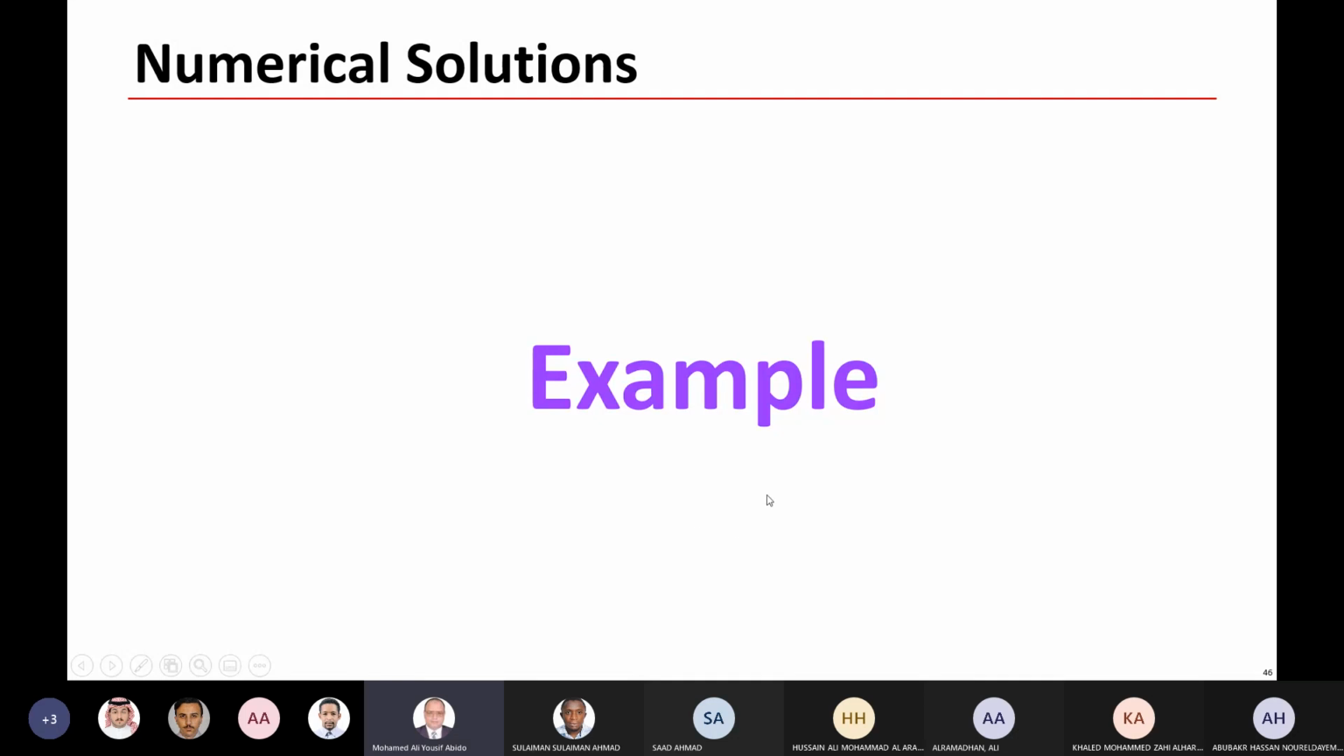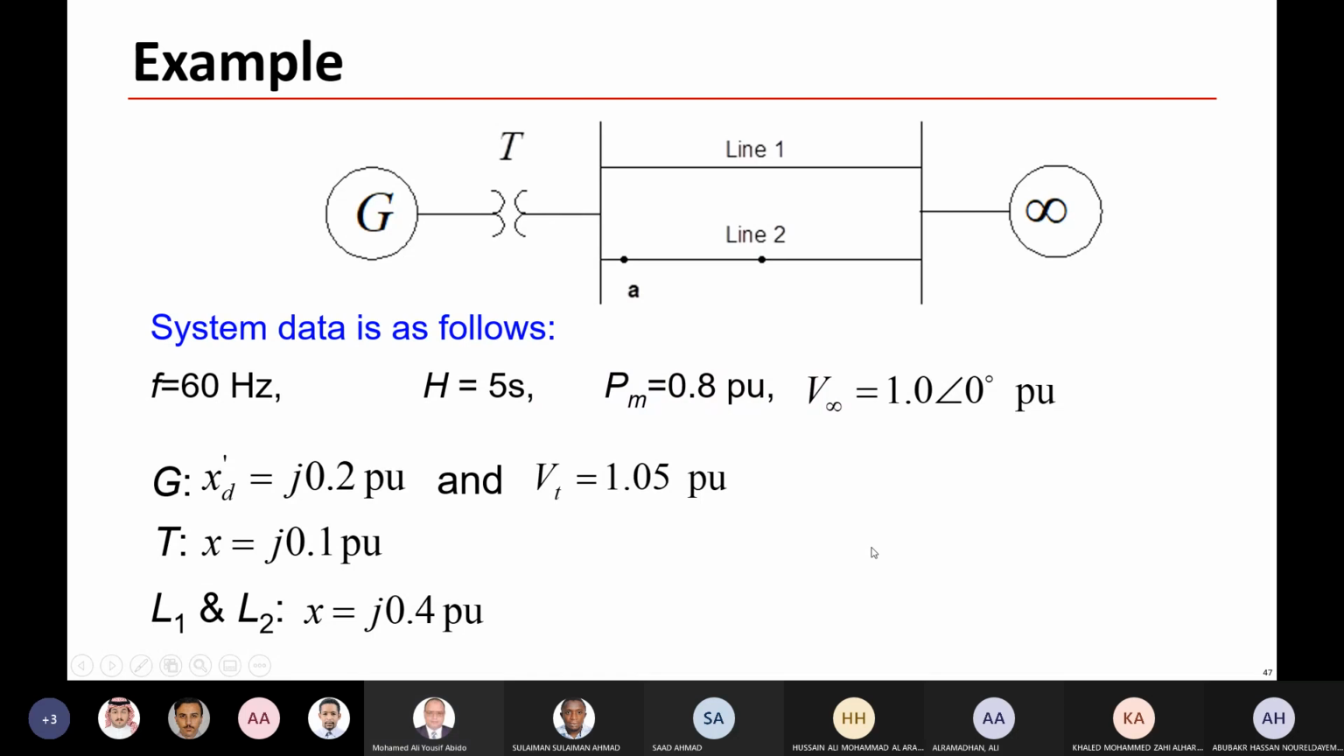Let us take an example and see, if we implement modified Euler, trapezoidal, or Runge-Kutta method, how to proceed. So this is the single machine infinite bus, and we have a fault that occurs at point A, near to the bus here. Maybe the fault occurs here or so. But to clear the fault, we may trip this line, or the fault is cleared by itself.